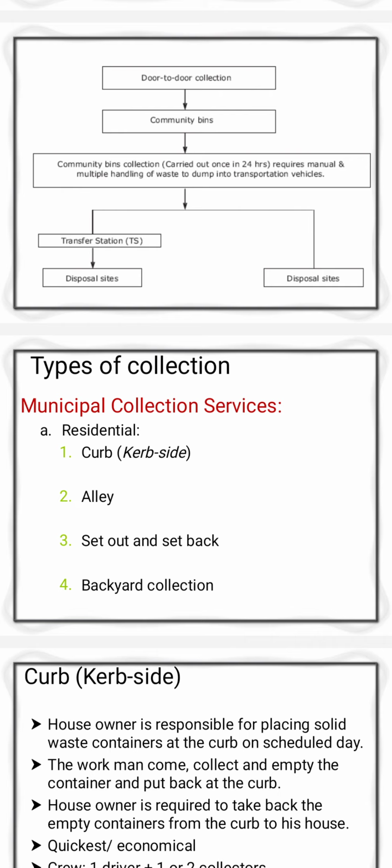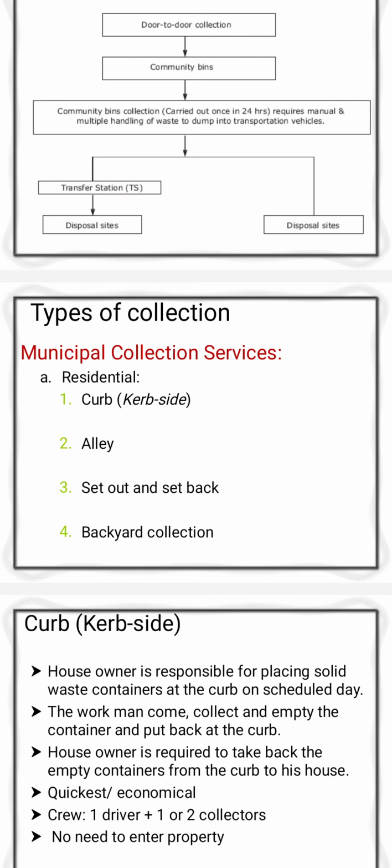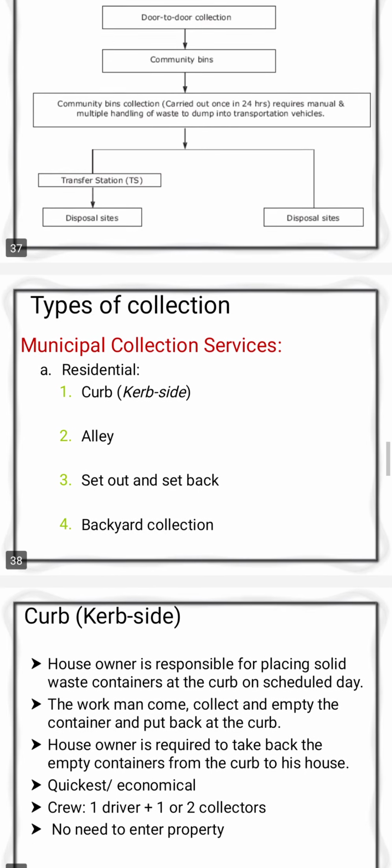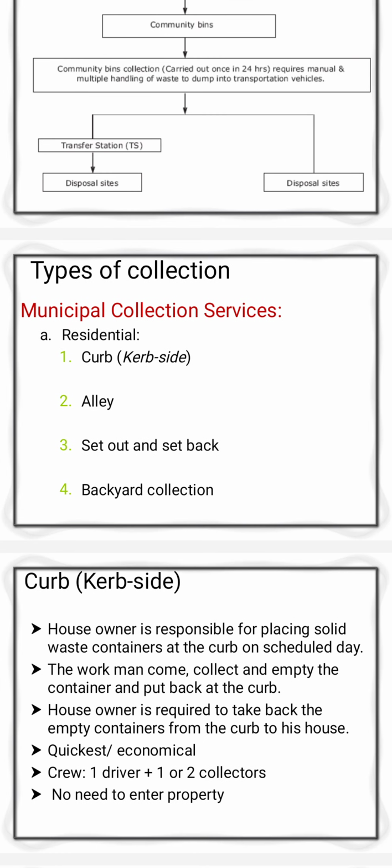Okay, so these municipal collection services are classified into types: the curb system, alley system, set out and setback system, and backyard collection system. These are the various methods which are used for house to house collection. All these types of house to house collection, or you can say door to door collection system. Okay, so just see what is meant by curb system or curbside.